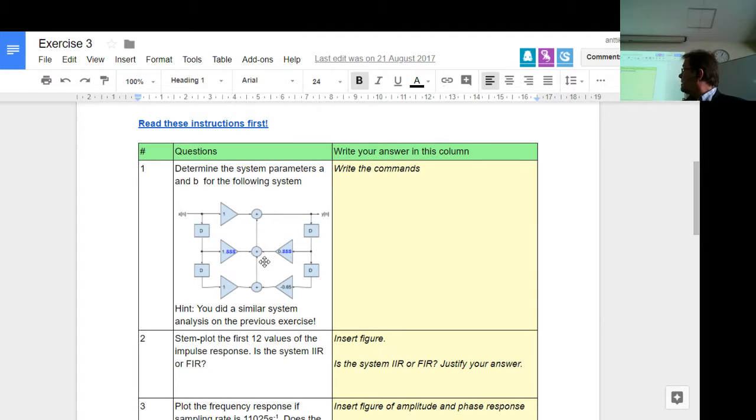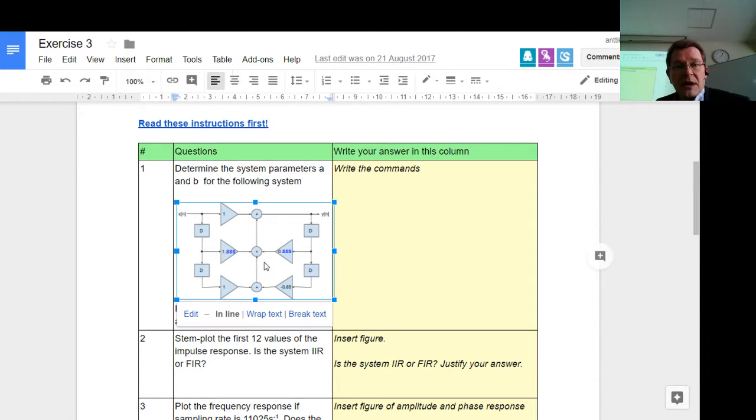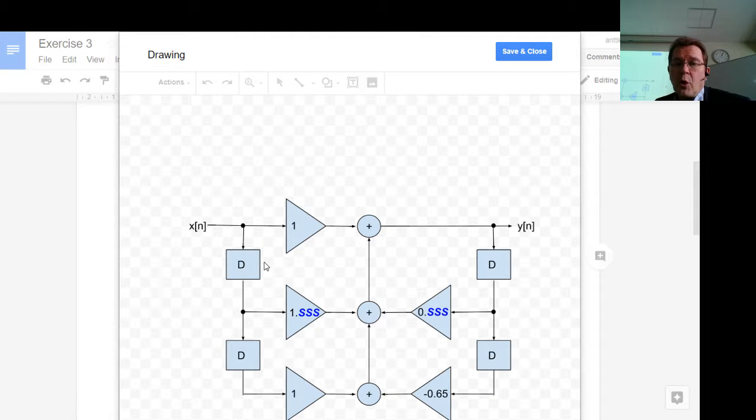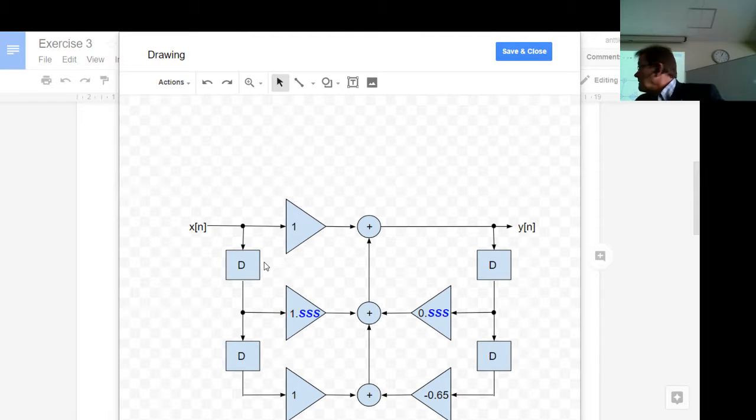There's a block diagram, and then we just have different values there. Actually, I think you should open it up to see all the values. So there you have the SSS. Your own special number is defining these 4 decimal digits here. So it's 1 point your number, and this feedback term is 0 point your number. And then there's a minus 0.65. Okay, that kind of system.